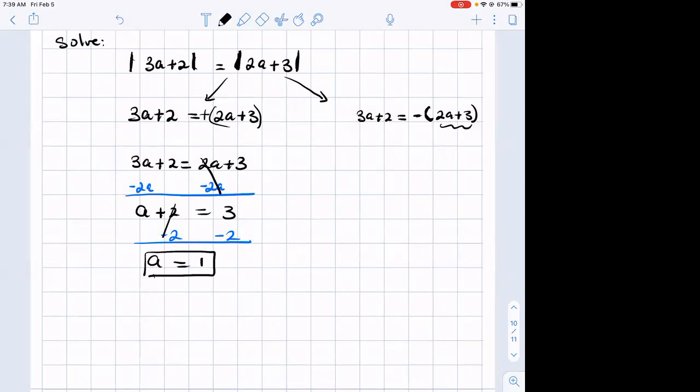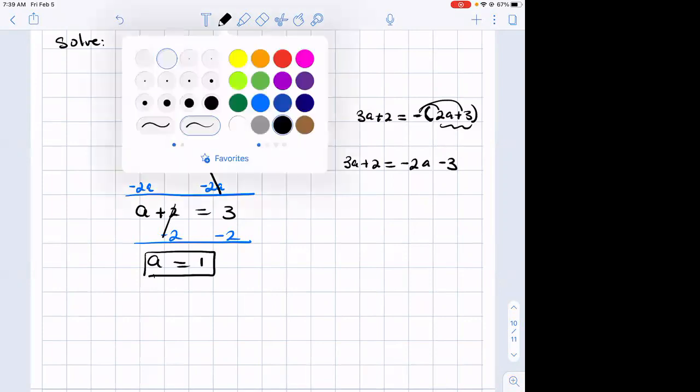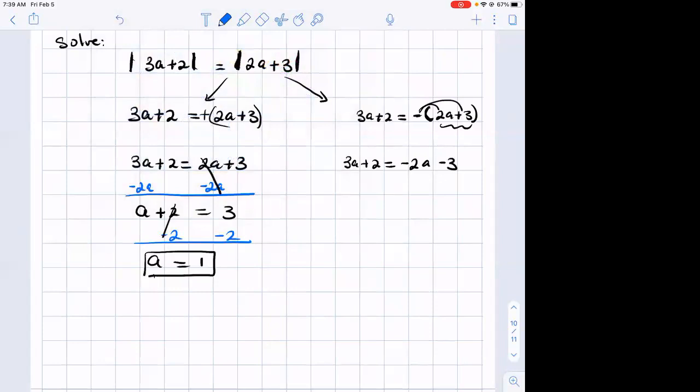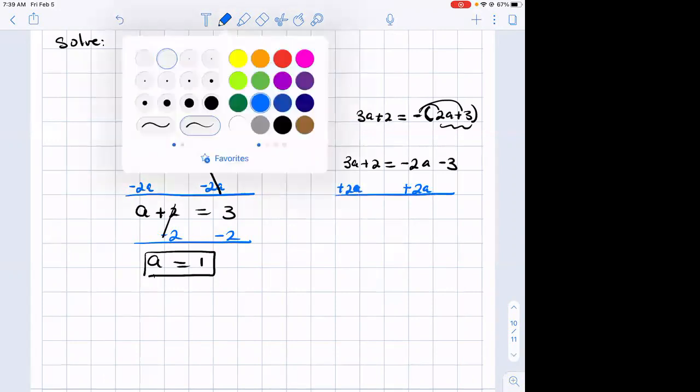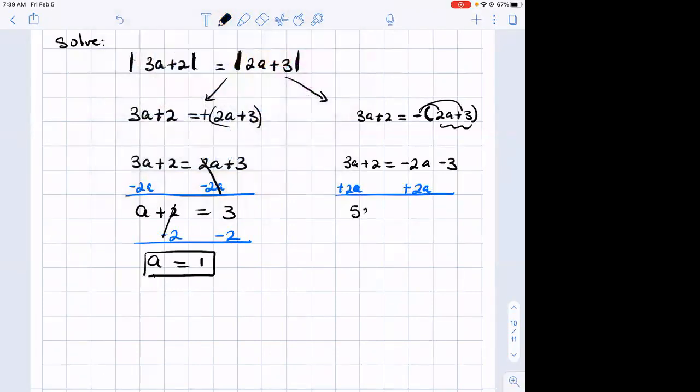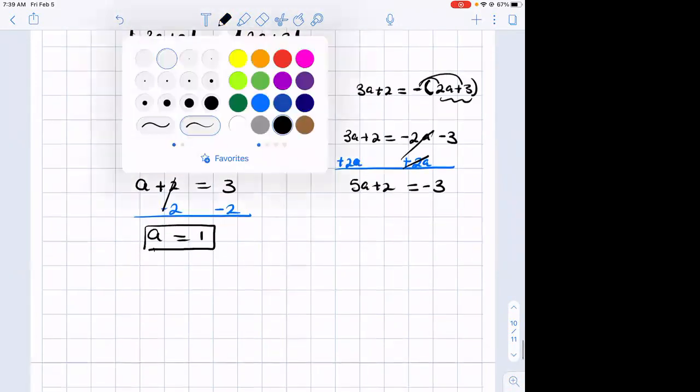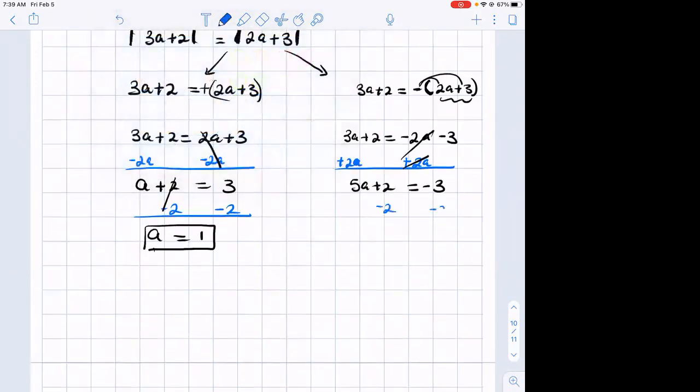If we look at the other part of the problem, we have 3a plus 2 is equal to, distributing the negative, we have minus 2a minus 3. I always move my smaller, so plus 2a plus 2a. And if I do this, I now have 5a plus 2, this becomes 0, and that's equal to negative 3. And now we subtract 2 on both sides.